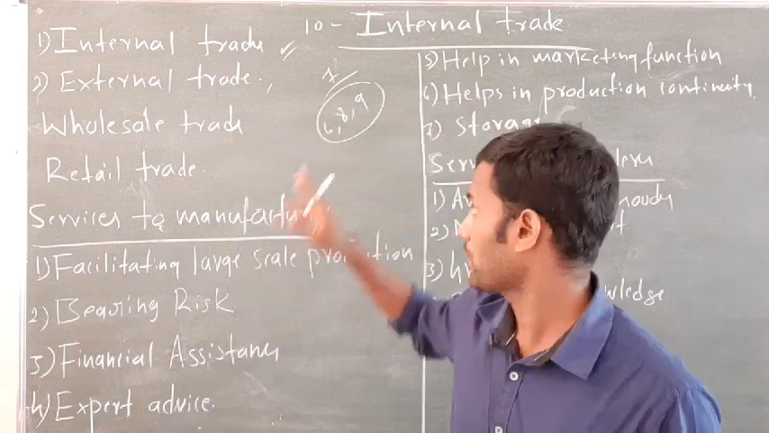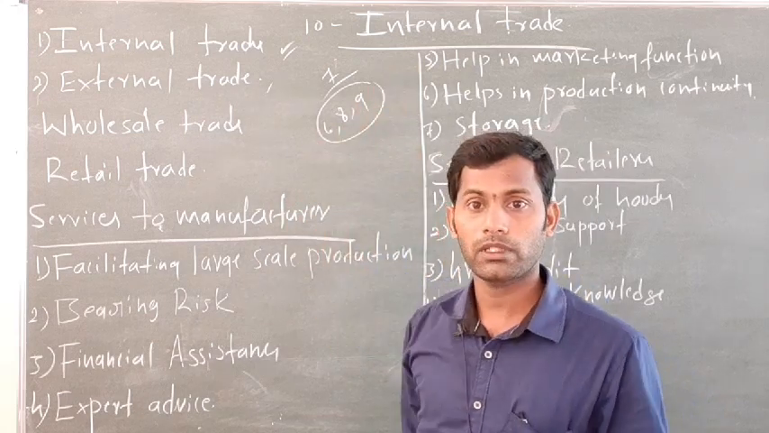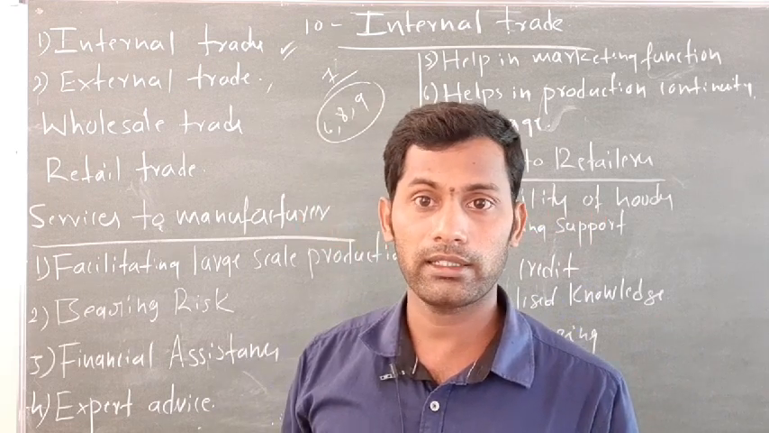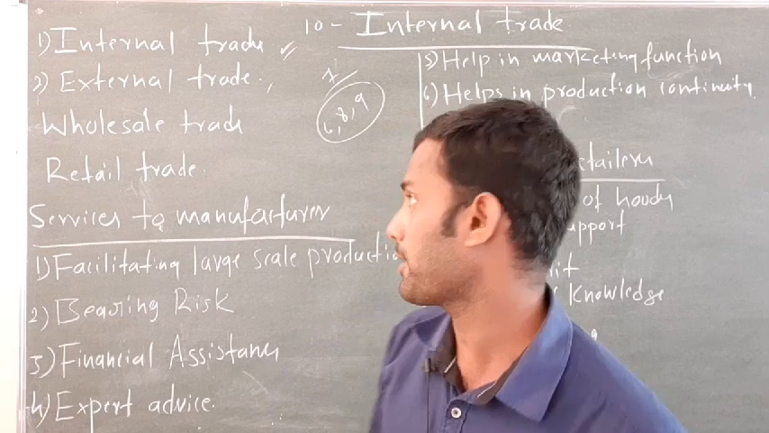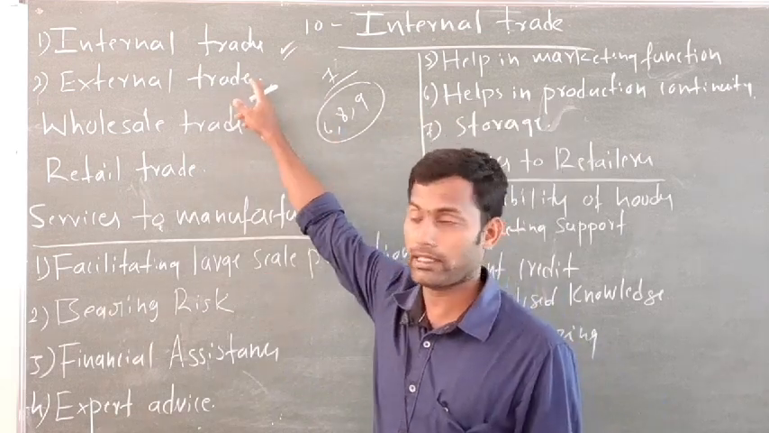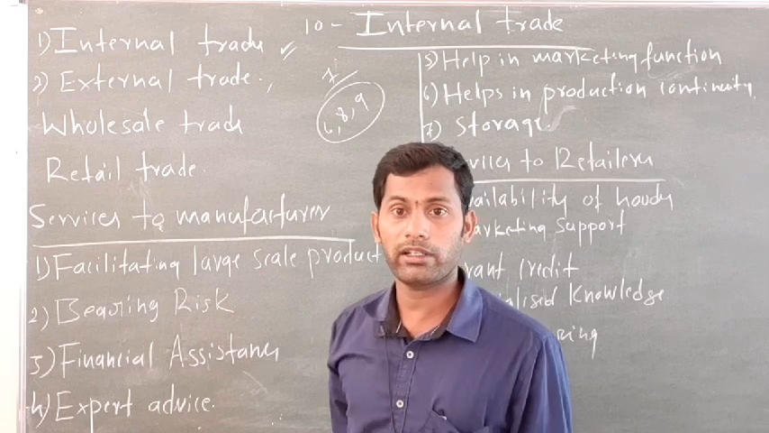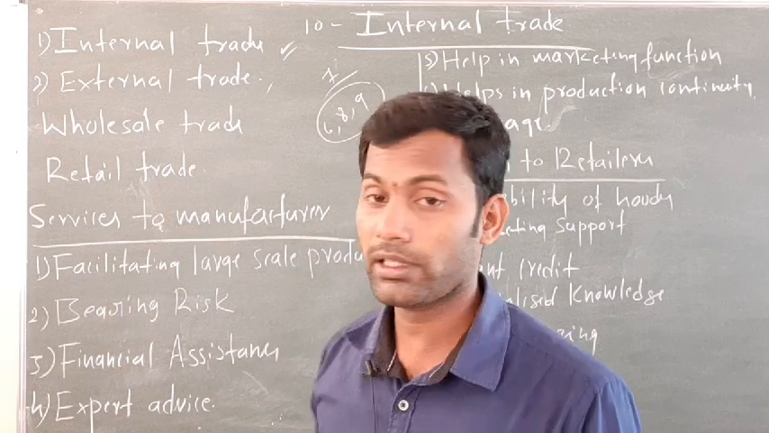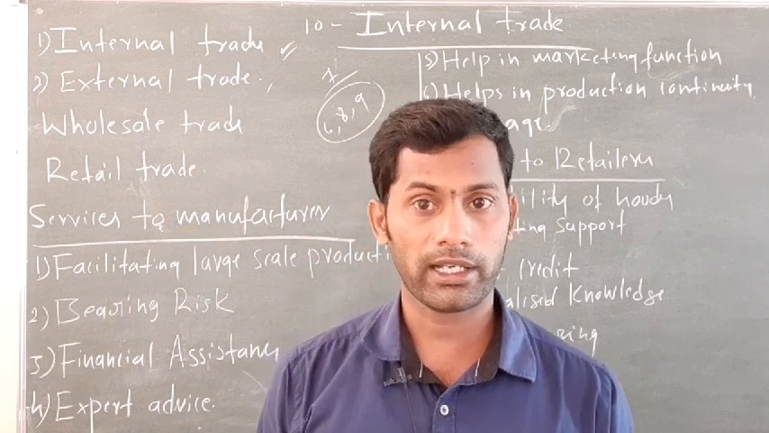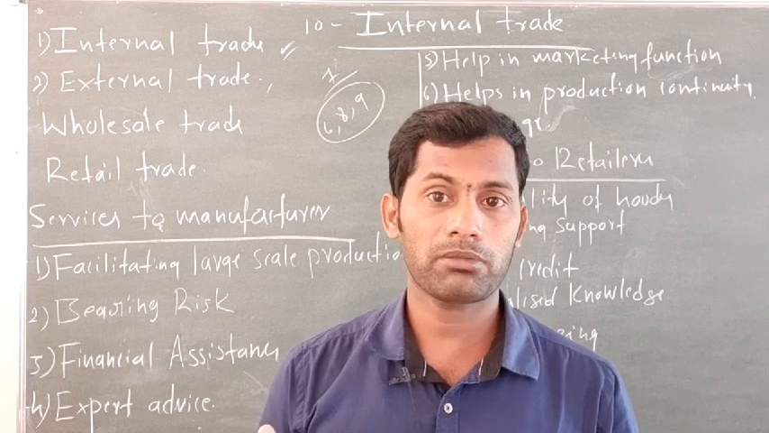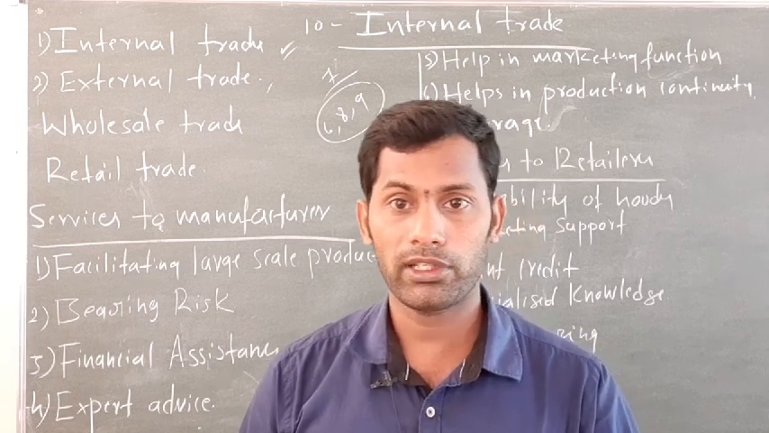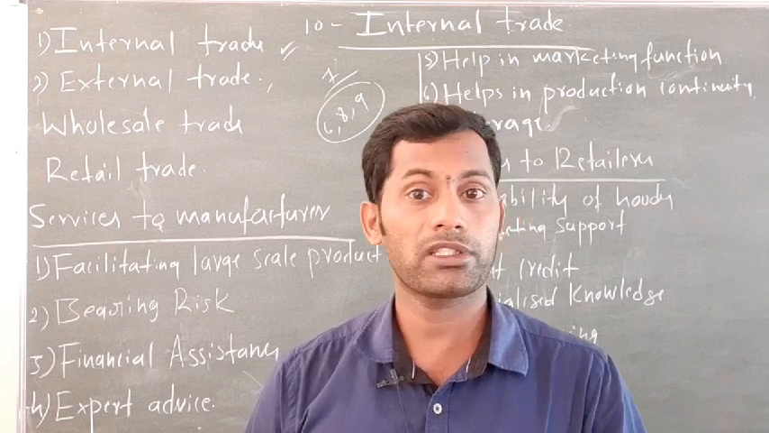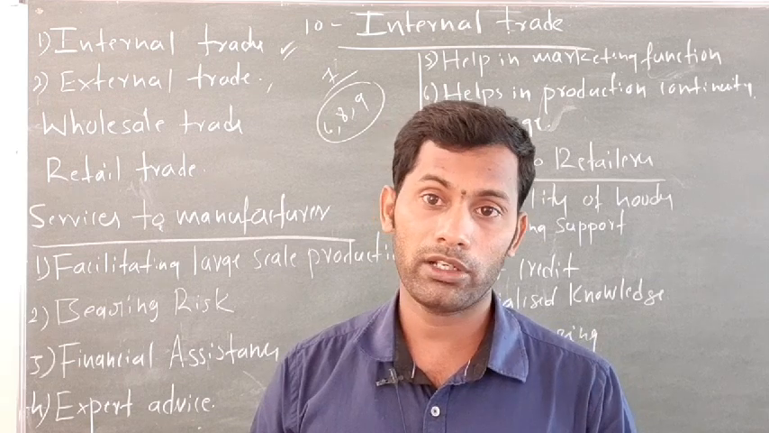I repeat, on the basis of geographical location of buyers and sellers, trade can be divided into two types, internal trade and external trade. Meaning of internal trade, the trade within a country. Then external trade, trade between the countries. Now, what is the meaning of trade? Trade means just buying and selling of goods and services. We studied in the first chapter the meaning of trade, commerce, business, industry.